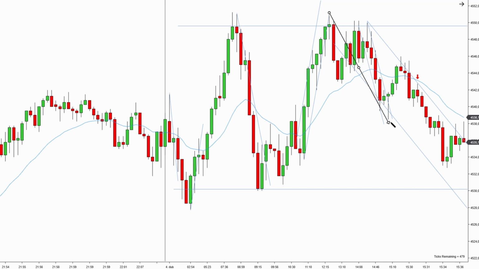If you measure the first leg down, copy the measured move, and put the second leg down, you can see that we reached the measured move off the top. And after you reach the measured move, you can expect a larger and bigger correction. But that's not the main reason why I didn't like this trade.